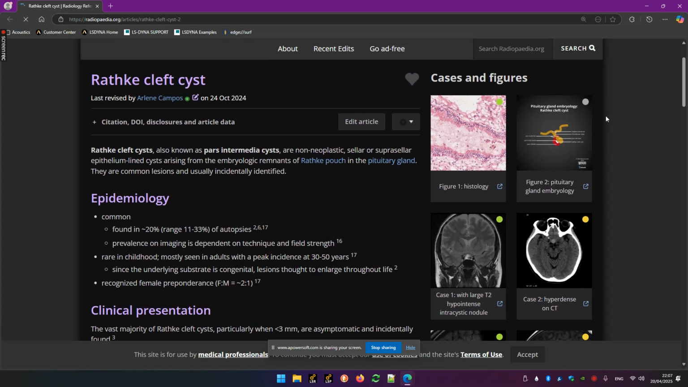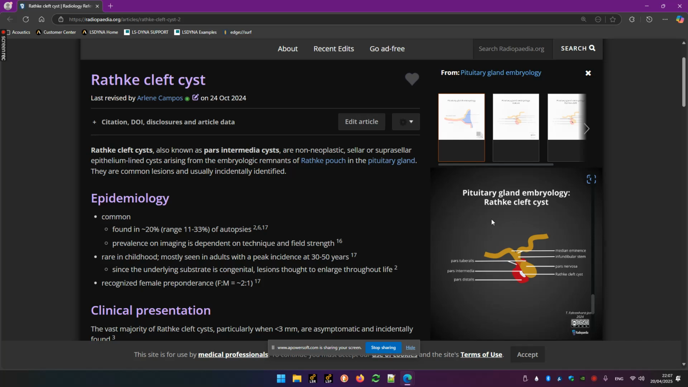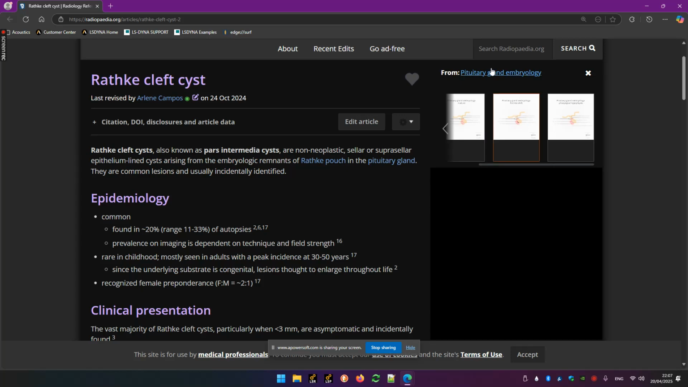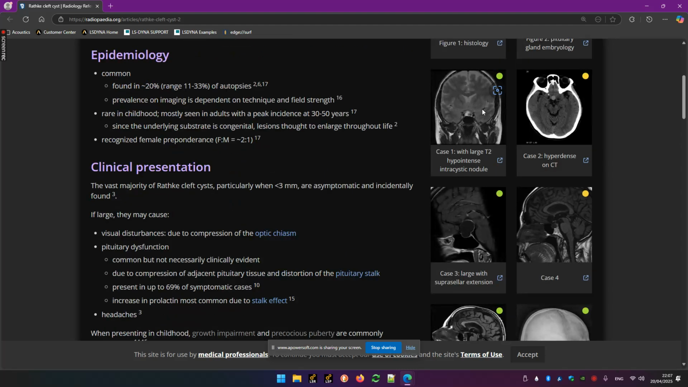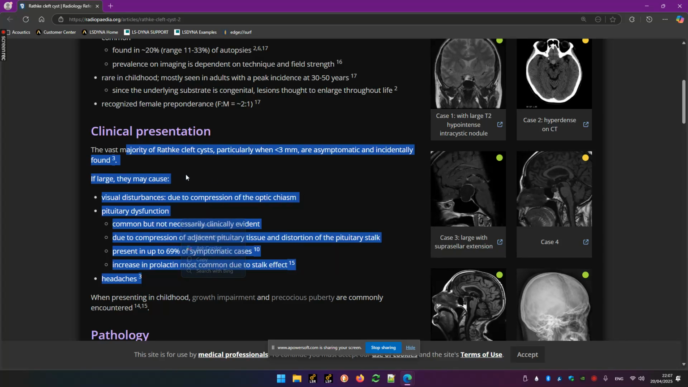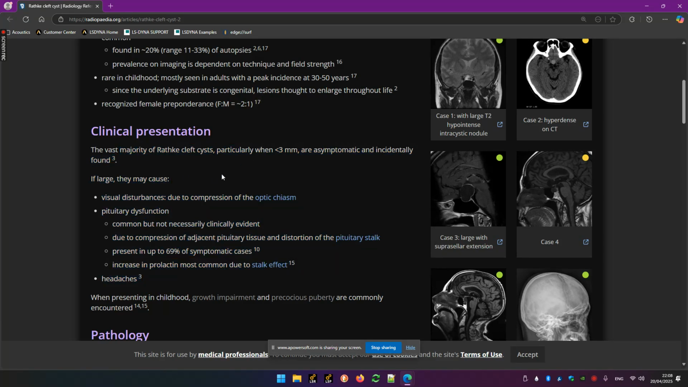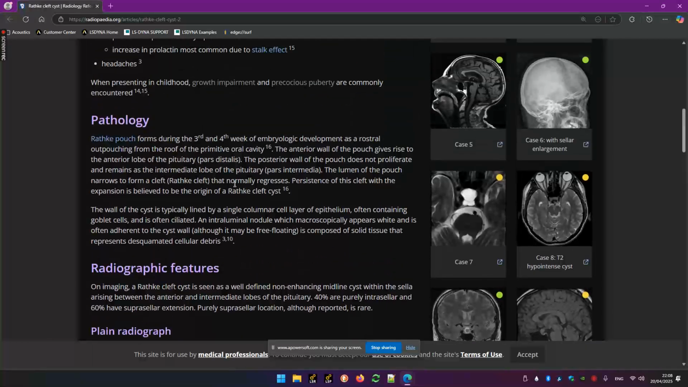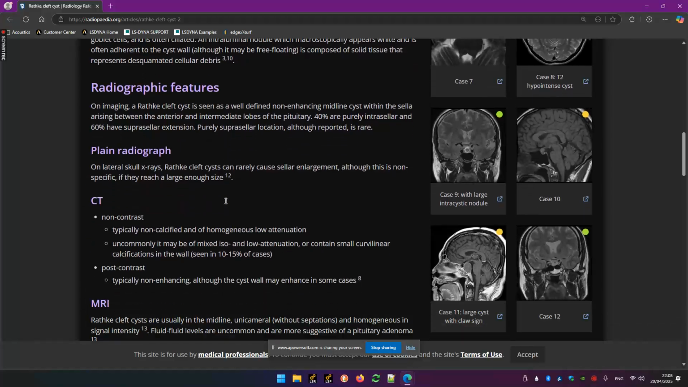When we are reading a little bit about it, looking at the pituitary gland, pars tuberalis, pars intermedia, pars distalis, we see the pars nervosa and Rathke cleft cyst between them, in the infundibular stem. If large, may cause visual disturbance due to compression of the optic nerve, optic chiasm. Majority are asymptomatic, an incidental finding, especially when under 3 millimeters. Development of rostral rupture from the fourth to the anterior wall of the pouch, the wall of the cyst typically lined by thin columnar cell epithelium.